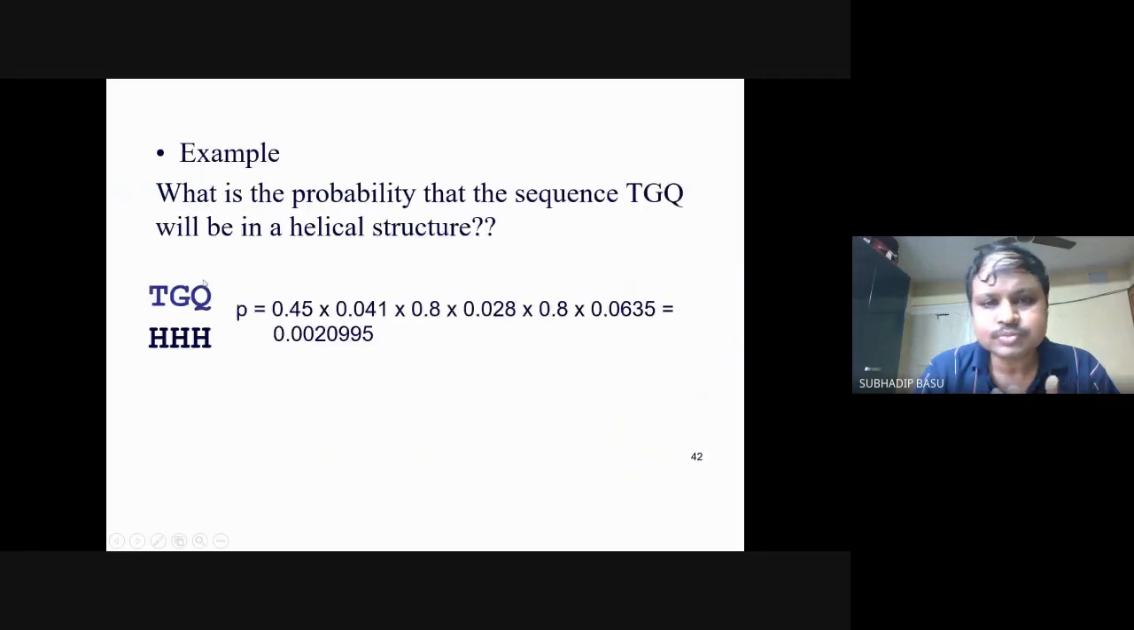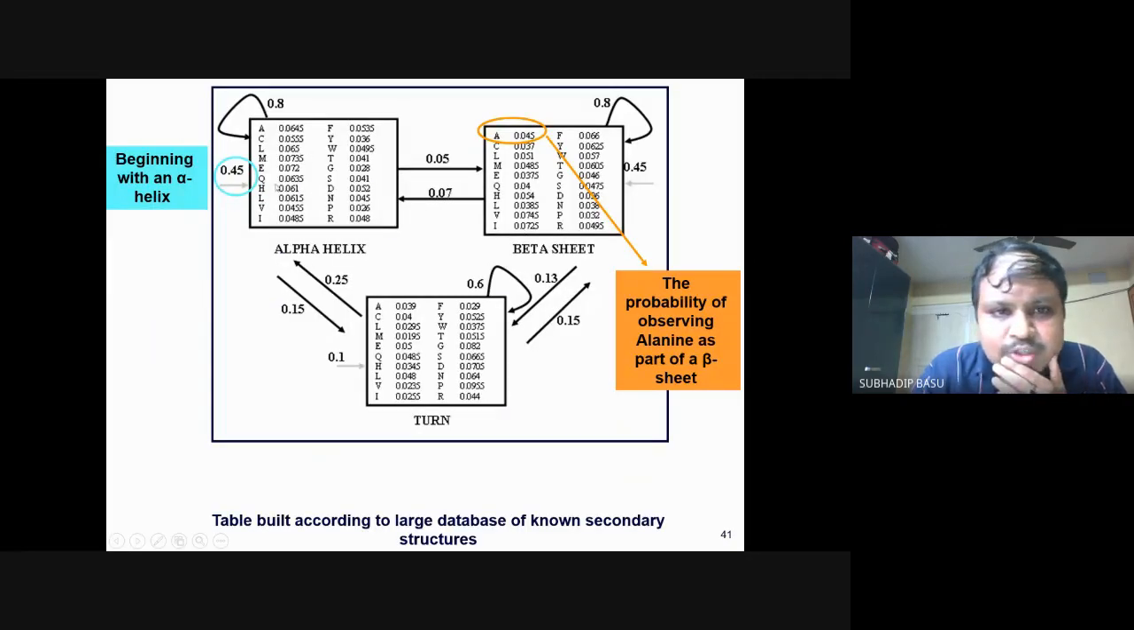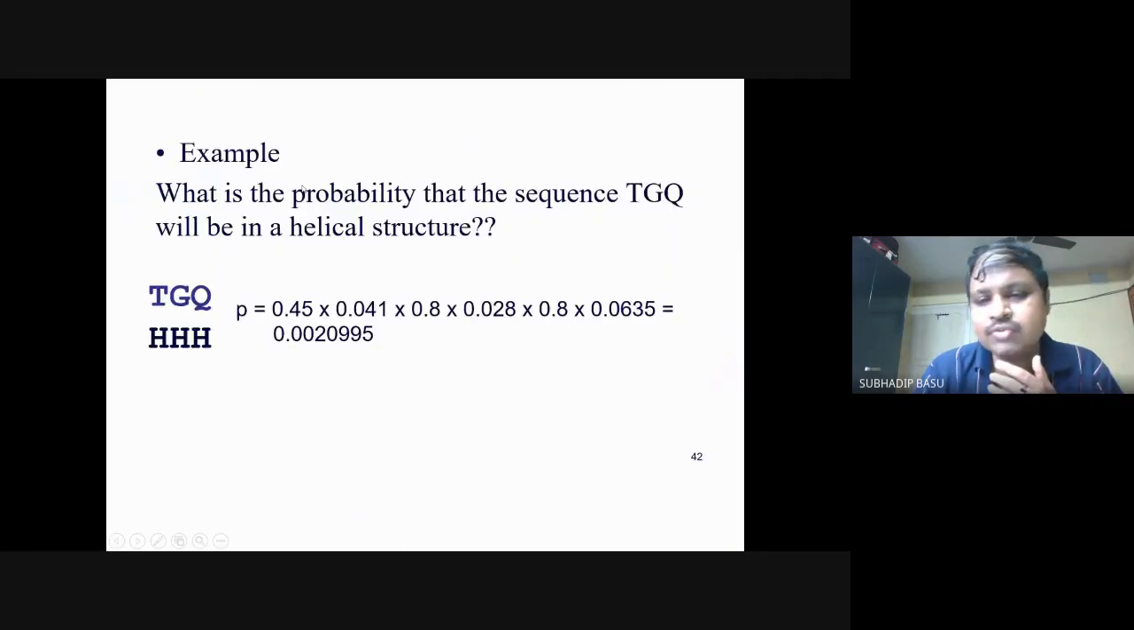Okay, so for Q we have estimated this. The observation probability of Q is 0.0635. So for these three amino acids in the sequence to be HHH, the probability is 0.0020995. So we can just take the product.